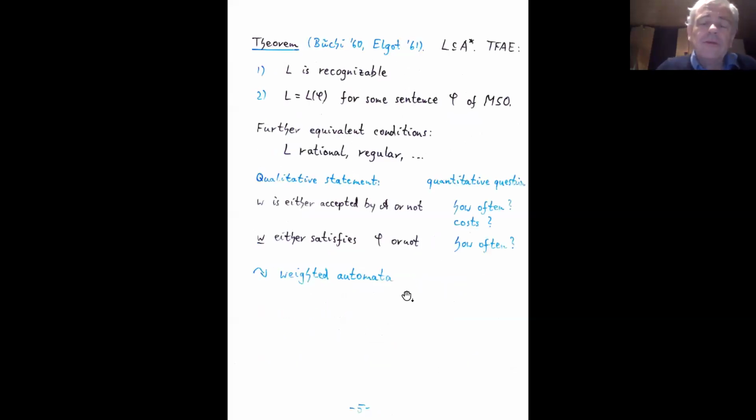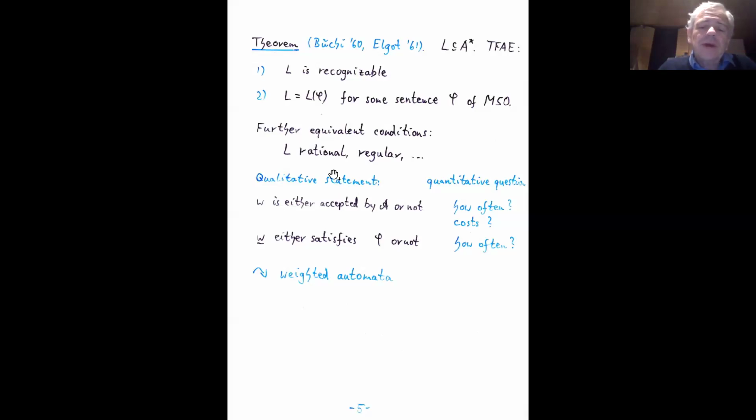Okay, and then we have the following very important theorem by Büchi and Elgot. Let L be a language, then the following are equivalent. L is recognizable, and L equals L of phi, that is, L is the language given by some sentence phi of MSO, monadic second order logic. And further equivalent notions are, as I said, that L is rational, regular, and so on.